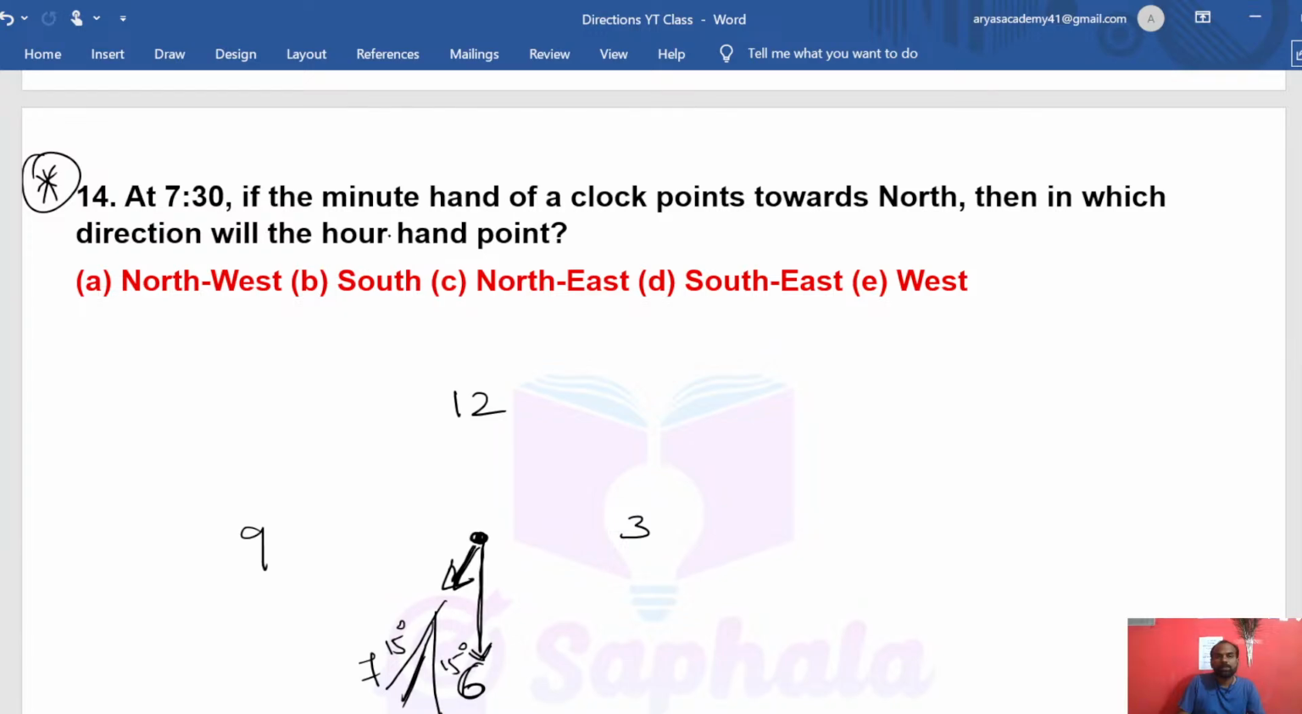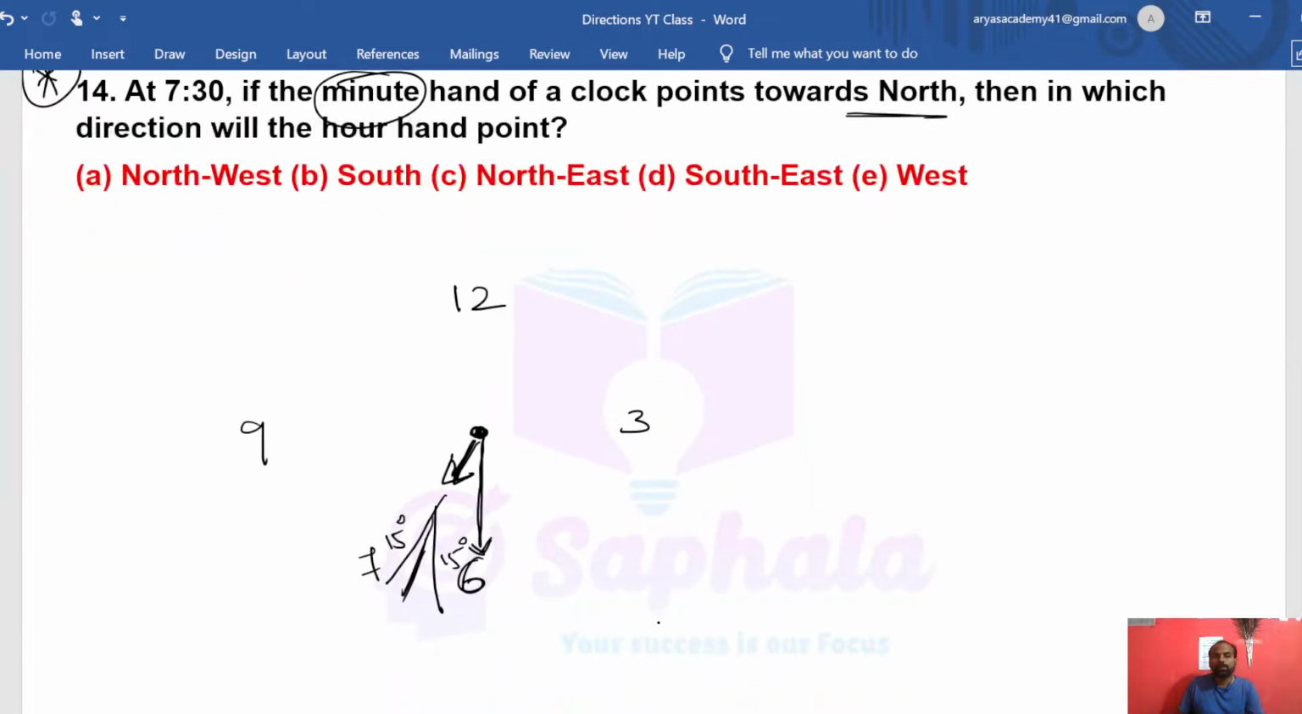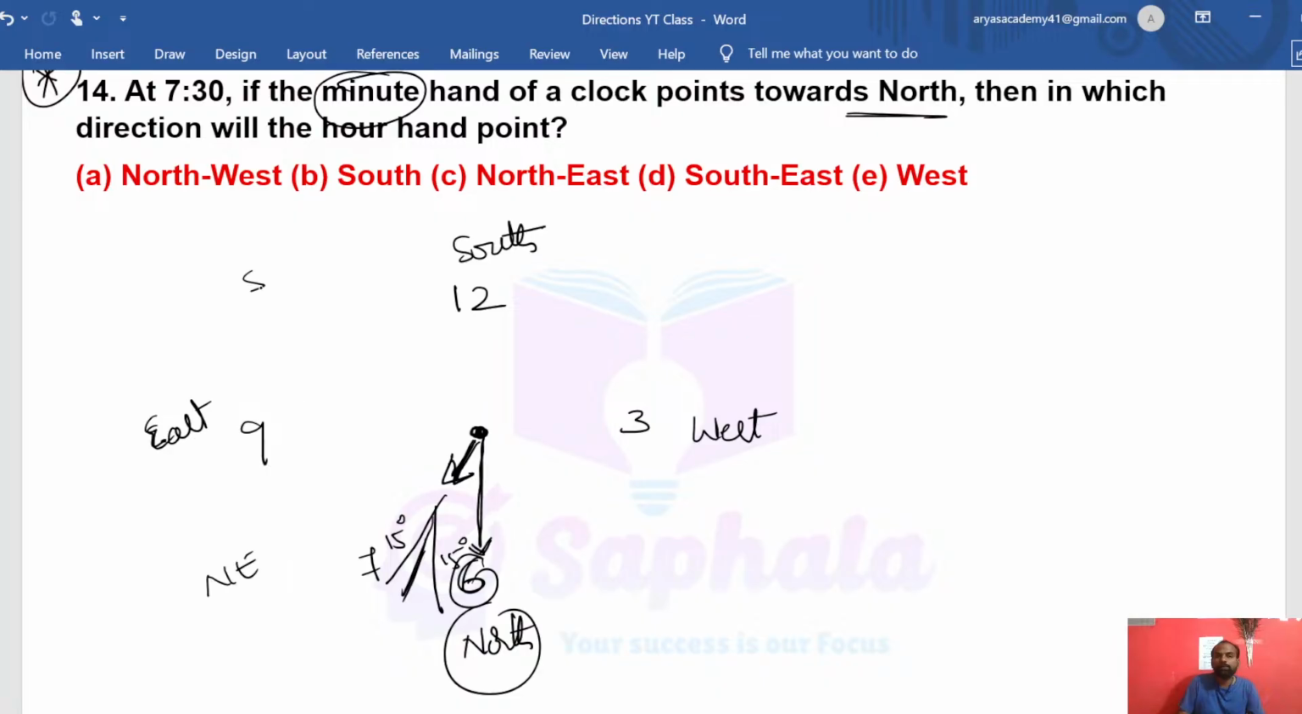So it is clearly mentioned, the minute hand is pointing towards north. Means they are saying that this direction, this 6, is actually the north direction. Then exactly opposite becomes what? South. So in general, towards the right of north, you will have west, and towards the left of north, you will have east. So in between will be northeast, in between will be southeast, in between will be southwest, in between will be northwest.